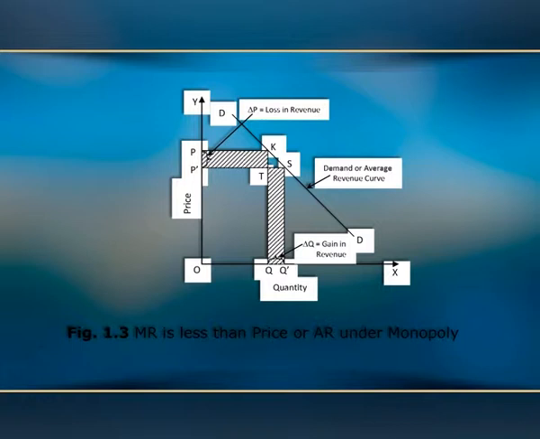Therefore, to find out marginal revenue, which is the net addition to the total revenue by selling 1 more unit of output, we have to subtract the loss in revenue (PKTP') incurred on the previous unit from the gain in revenue (OTSQ') by selling an additional unit of output. Thus, marginal revenue is less than the average revenue or price at which the additional unit is sold.